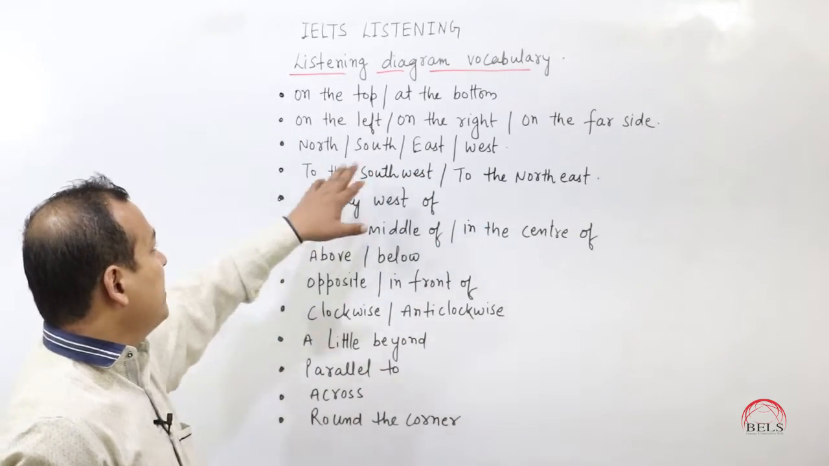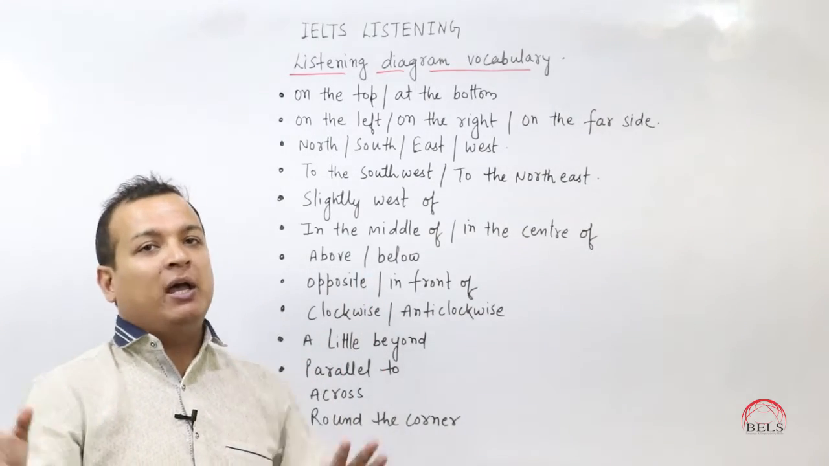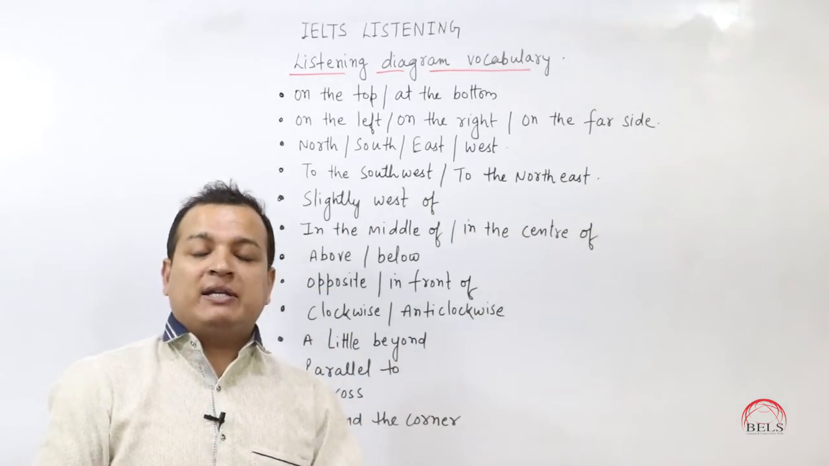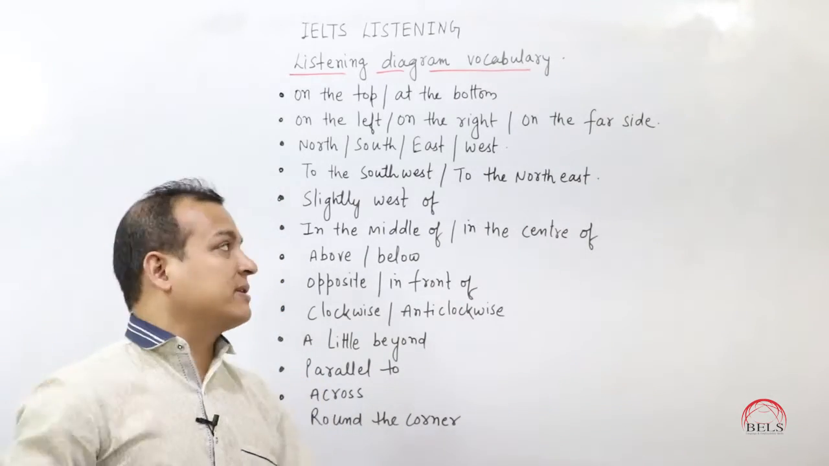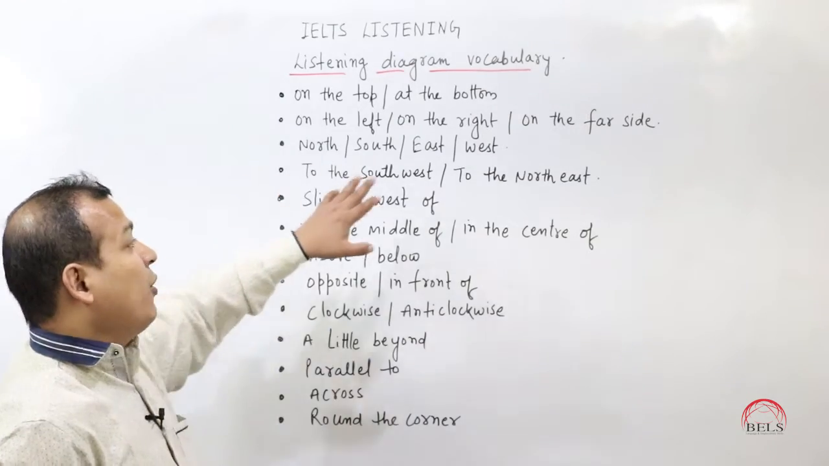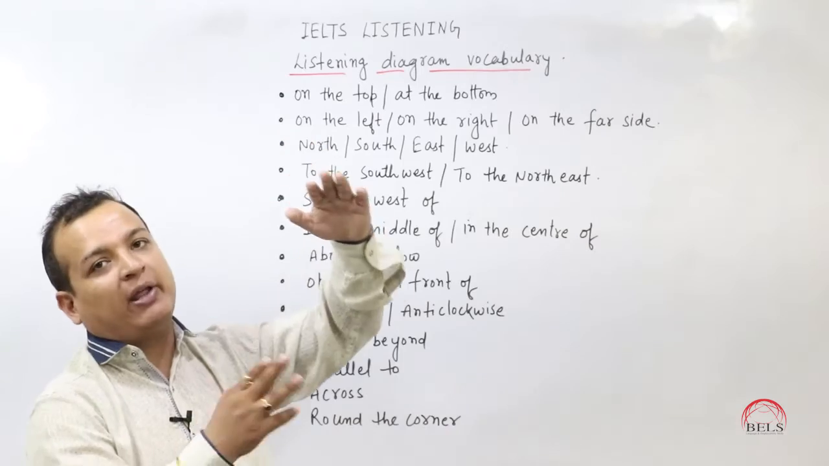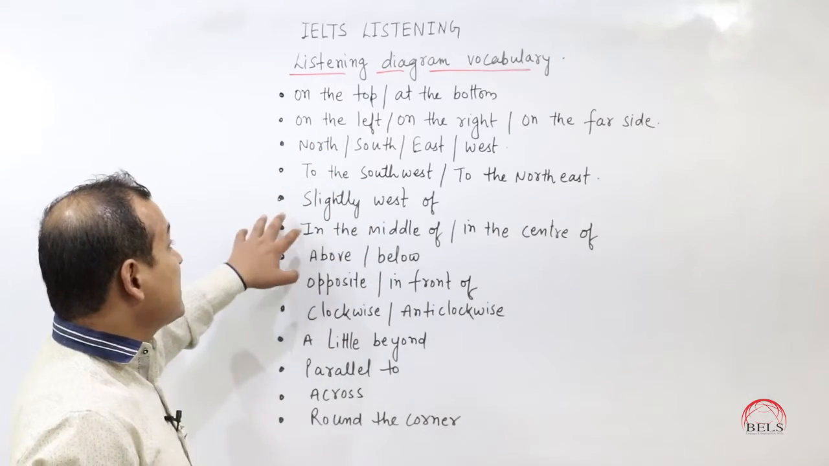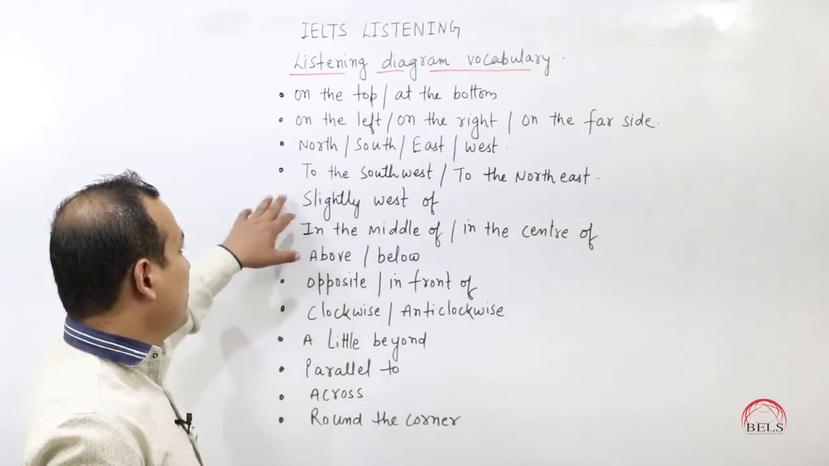On the left, on the right, north, south, east, west, just like a map of India, you need to picturize it. Before writing the diagrammatic answers, you can simply sketch a map with east, west, north, south. On the northeast will be in the middle of north and east, and southwest will be between south and west. Slightly west of means a little bit of inclination towards the west.